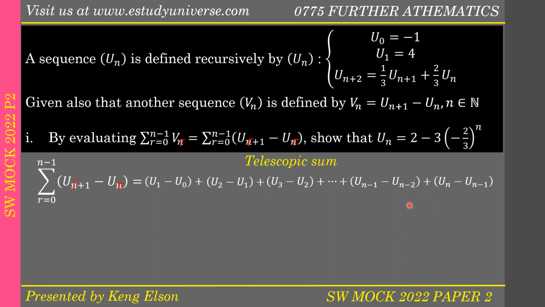Now this sum is what we call a telescopic sum. Why do we call this a telescopic sum? It is because terms are falling off. Look at u1.